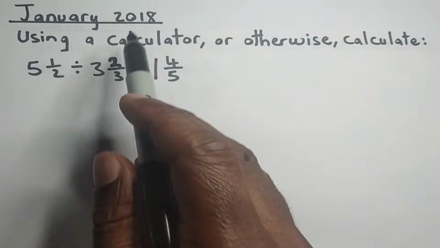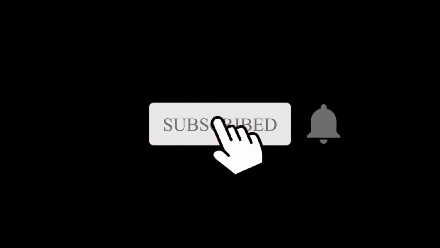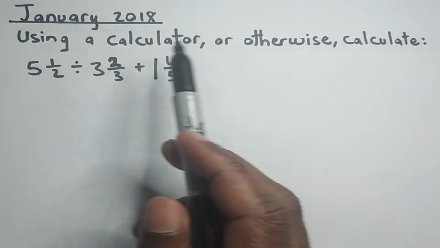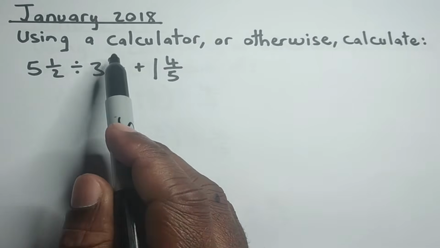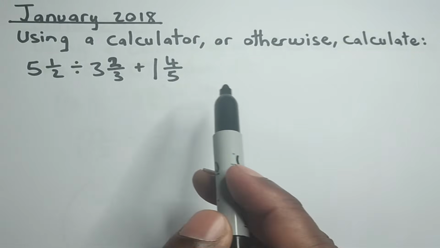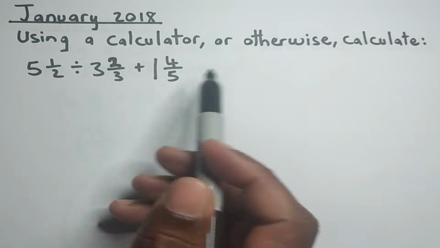Now we are looking at January 2018, and this was the fraction question on this paper. So this asks us, using a calculator or otherwise, calculate 5 and 1 over 2 divided by 3 and 2 over 3 plus 1 and 4 over 5. So according to the order of operations, we are required to divide first before we can add. But what we are going to do first is to convert all the mixed fractions to improper fractions.